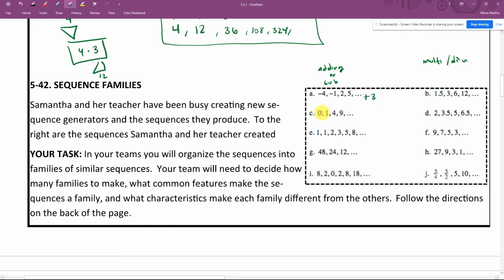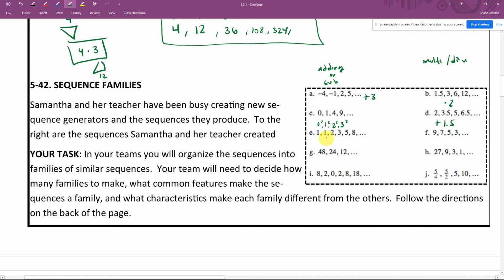On the next sequence, we have 0, then 1, then 4, and then 9. So for C, we're actually squaring the number. We're squaring each term: 0 squared, 1 squared, 2 squared, 3 squared gives us those terms. For B, we have 1.5, 3, 6, 12. In this one, we're multiplying by 2. We're doubling each time. For D here, we have 2, 3.5, 5, 6.5. So this one's changing by adding 1.5.